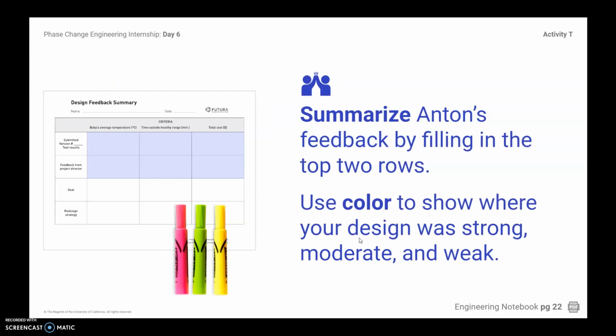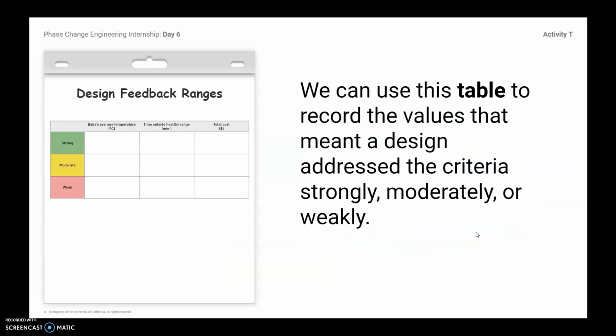All right, so we're going to summarize Anton's feedback by filling in the top two rows, which you should already be doing or have done, and use the colors to show where it was strong, weak, or moderate. And remember, strong as far as temperature needs to be between 36.9 degrees and 37 degrees. It needs to stay within a healthy range for as little time as possible. And then the other factors, well, you need to keep an eye on that.